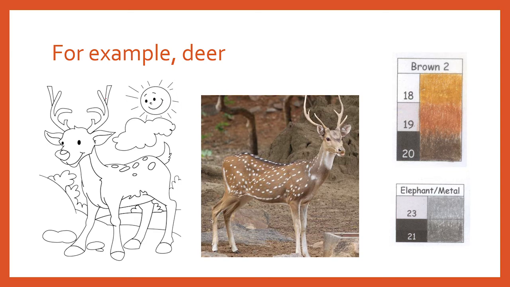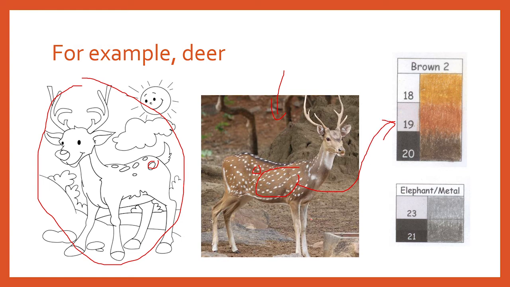Okay, moving on to the deer. This is the same deer, with all the spots. You can see the spots, right? So for the body, probably I will use this color, and I can see some grayish part on the neck, on the leg. So probably I will be using the elephant or metal color. That's how you choose the color for different deer.